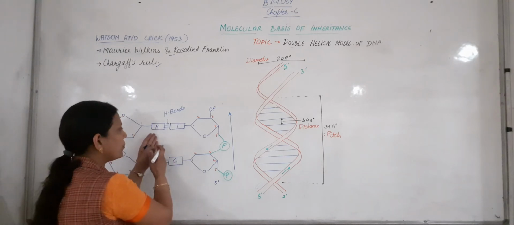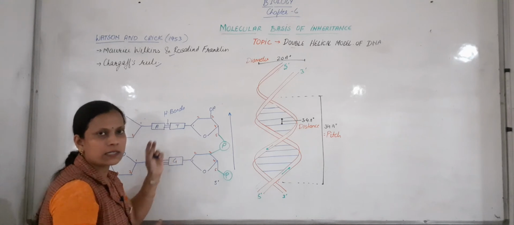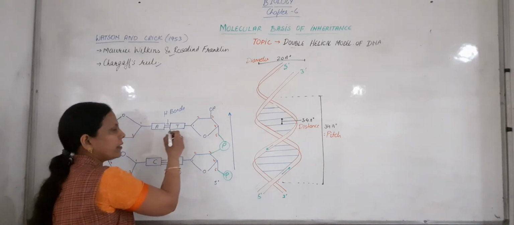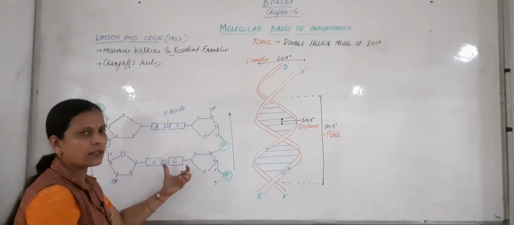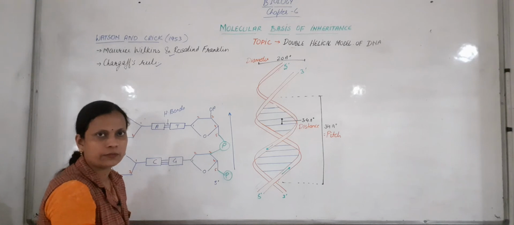There is always a purine in front of a pyrimidine. So A always pairs with T and C always pairs with G. The bonds are the hydrogen bonds. Between A and T there are 2 bonds and between G and C there are 3 bonds. So this is how the two chains are held together.